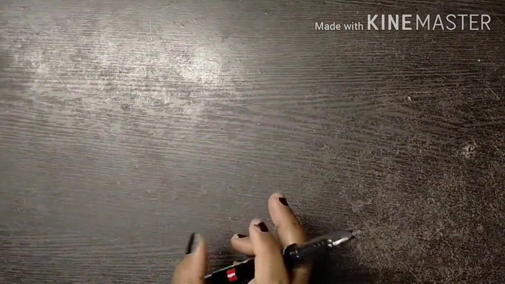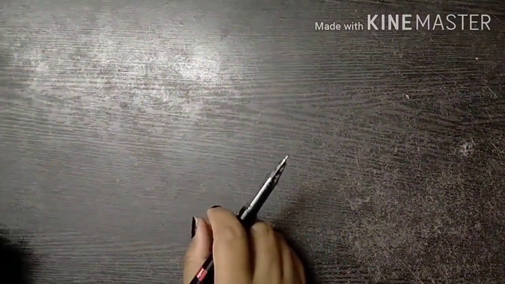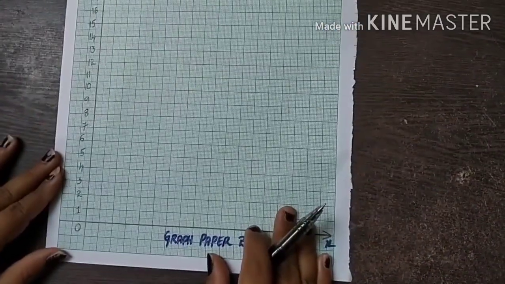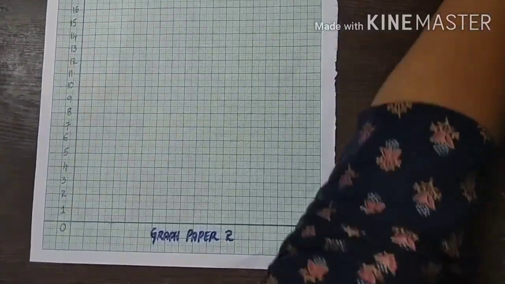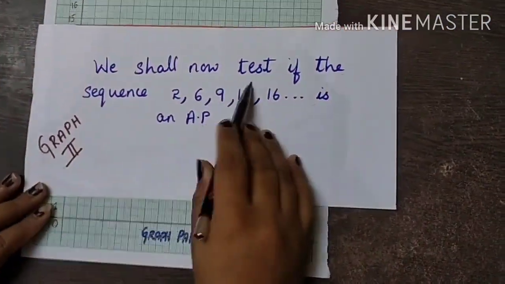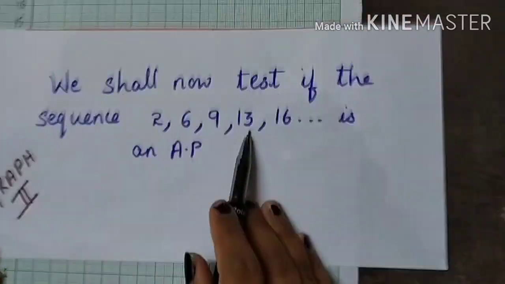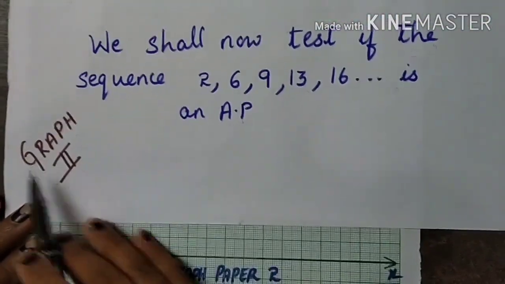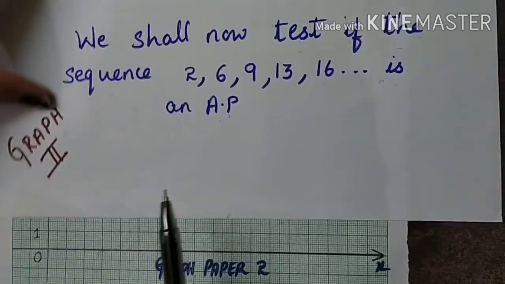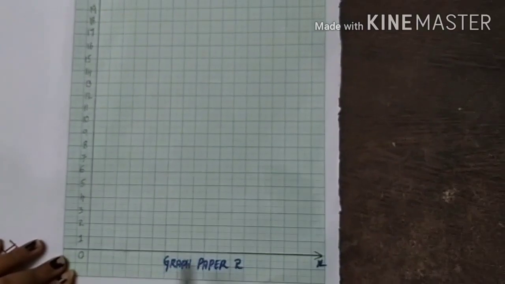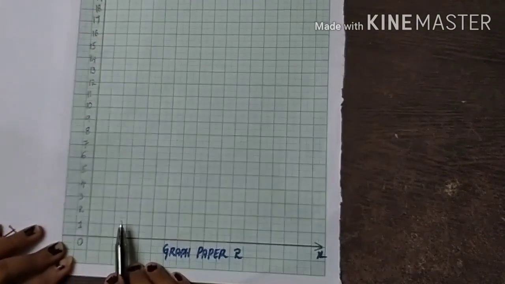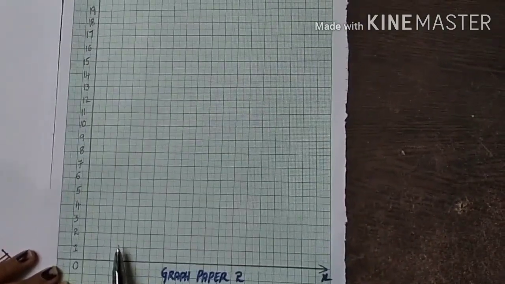Similarly, step 8. Take graph sheet 2. We shall now test if the sequence 2, 6, 9, 13, 16, etc. is an AP in graph paper 2. In graph paper 2, repeat the same steps as mentioned for graph sheet 1.